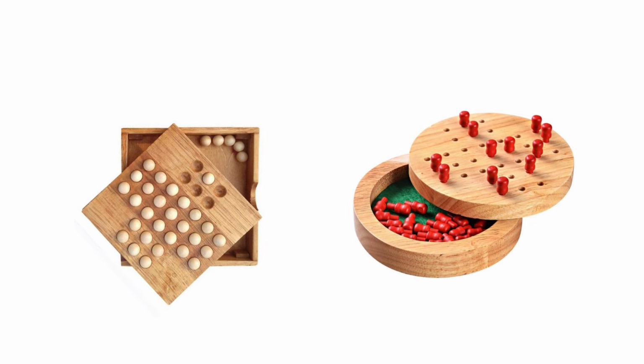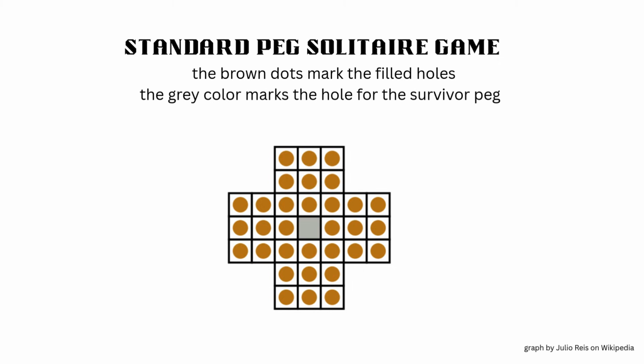Today, the game is produced either as a board with holes and pegs, or as a board with indentations and pieces of marble. Of course, computer versions are available. The standard version consists of a cross-shaped board with 33 holes. All holes but one are filled with pegs. The empty hole is usually the center hole.